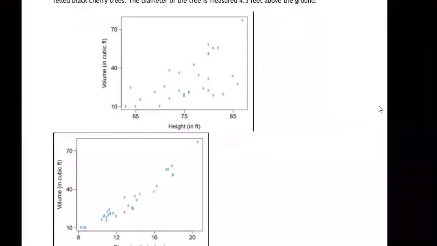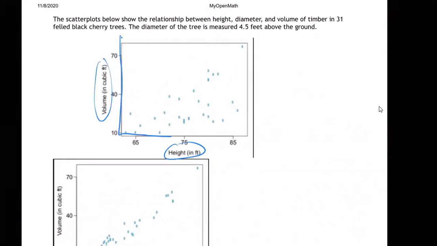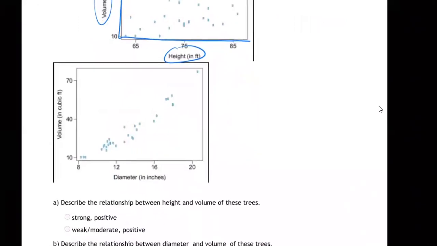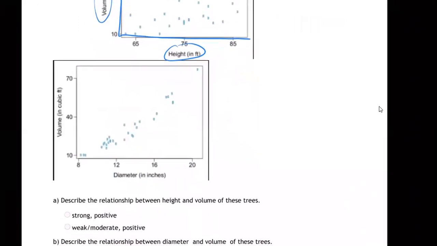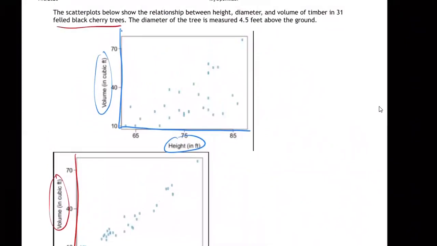What you might see if you read a professional study showing some data. So notice something about the graphs first off. This graph right here is volume and height. And this graph down here, it's volume and diameter. You see the difference there? We're talking about felled black cherry trees.